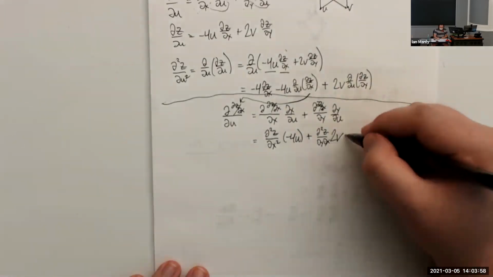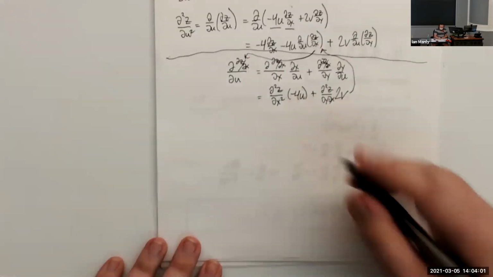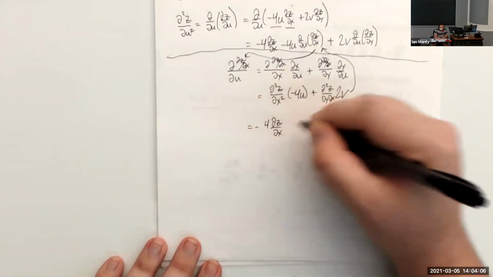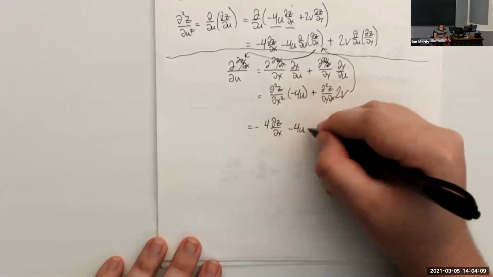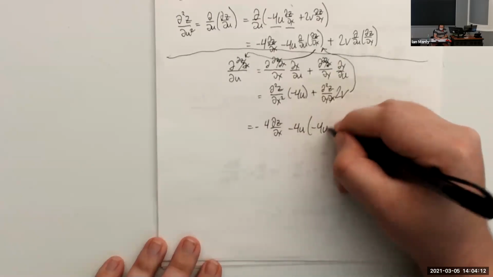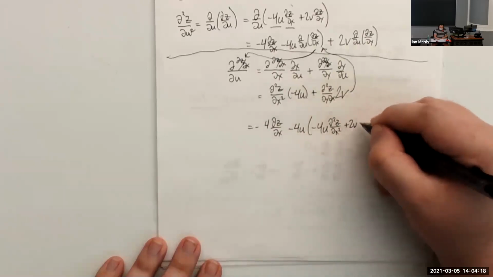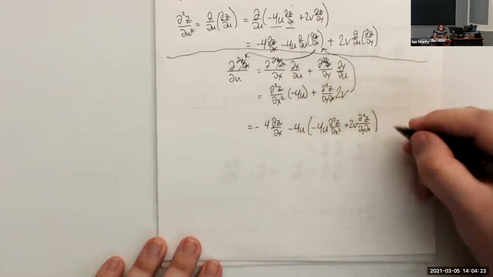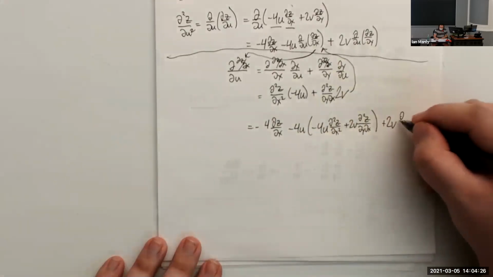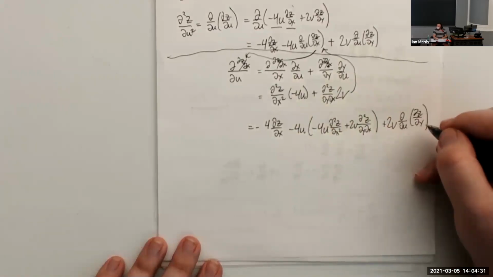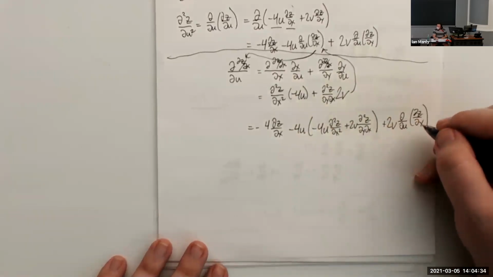Okay, so that's going to let us put this back in here. So we're going to have negative 4 partial z partial x minus 4u times negative 4u partial squared z partial x squared plus 2v partial squared z partial y partial x. Now remember, we still need to do this other part over here. I made the problem worse, so we have to do this part. So this is where we're going to get our other partials.